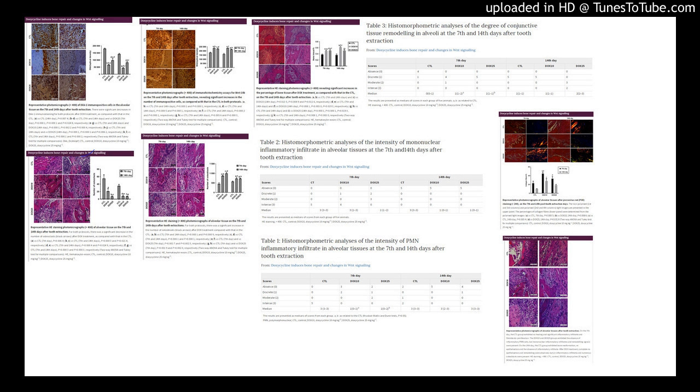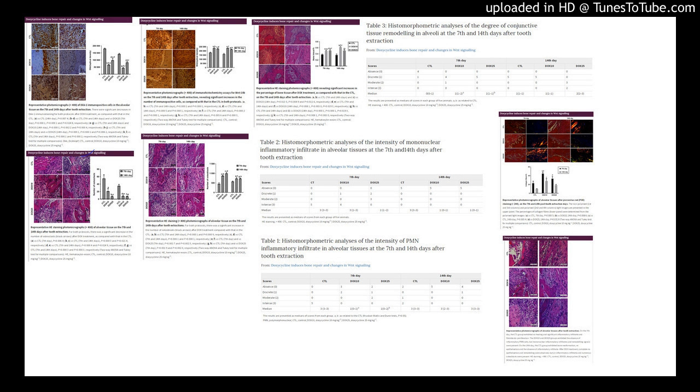Representative photomicrographs, ×400, of immunohistochemistry assays for WNT10B on the 7th and 14th days after tooth extraction, revealing significant increases in the number of immunopositive cells, as compared with that in the CTL in both protocols. A, B, versus CTL, 7th and 14th days, P equals 0.0001 and P equals 0.0001, respectively.